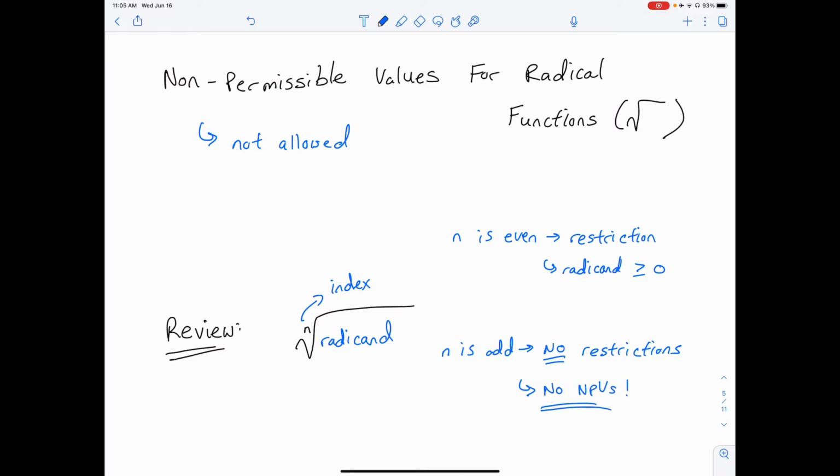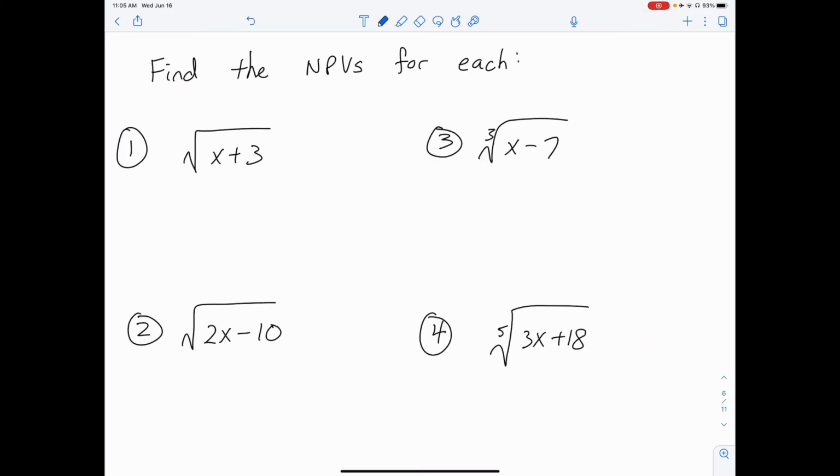So the only case that we really do need to worry about here is when n is even, so square root, fourth root, sixth root, so on and so forth. Even numbers. If that happens, then our radicand here, we need to set it to be greater than or equal to 0, which means that it's positive and not negative. So let's take a look at some examples and see how we're going to approach this. So here are some basic examples on how to find NPVs for each. So for all of our questions here, again, we're only finding NPVs if they exist. We're not solving any of these questions.